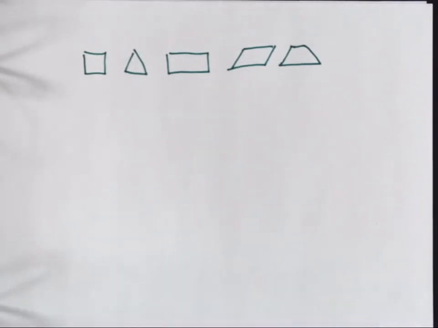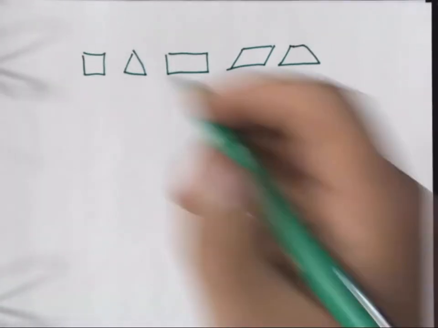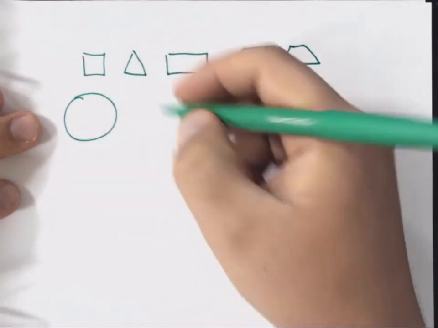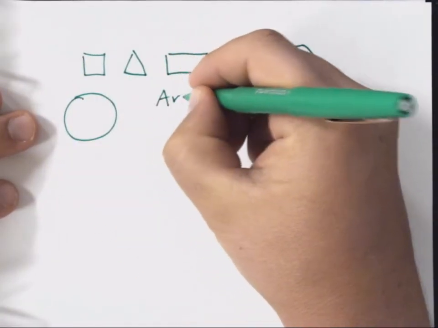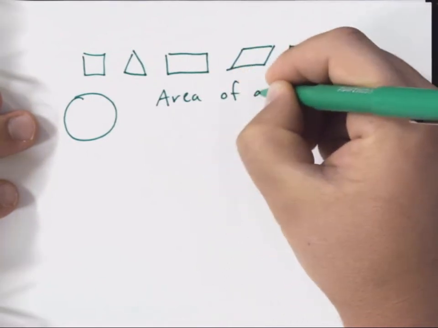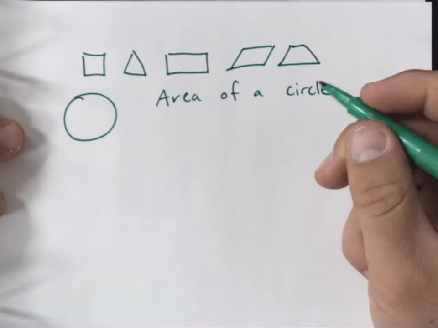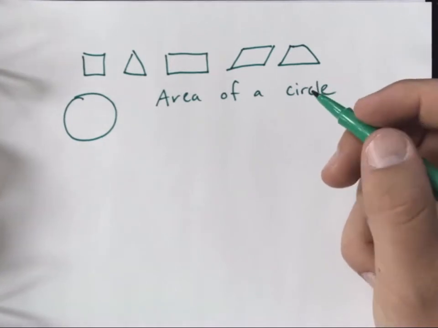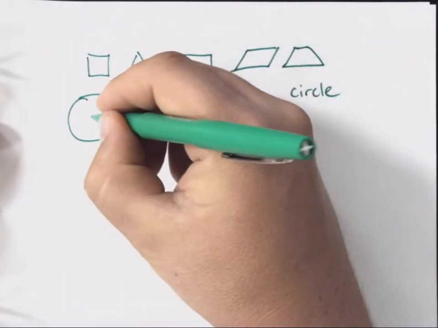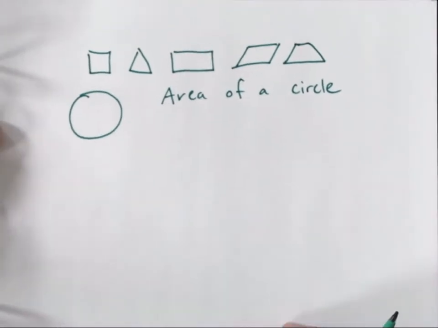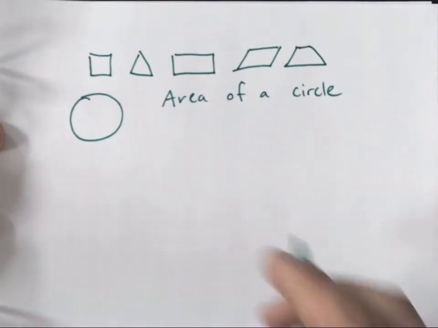Okay, so to build on that, first we need to identify something very important that we didn't cover this year, which is finding the area of a circle. Okay, area of a circle. In order for us to find the area of a circle, we need to first come up with a formula. Okay, and in order for us to know a formula for the area of a circle, first we have to identify a couple important parts to the circle.